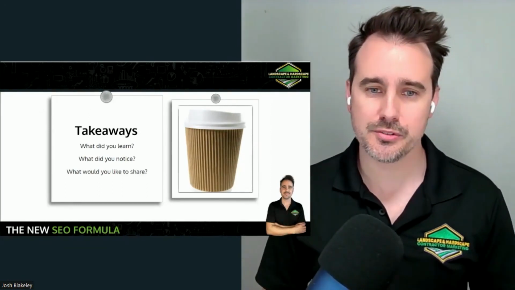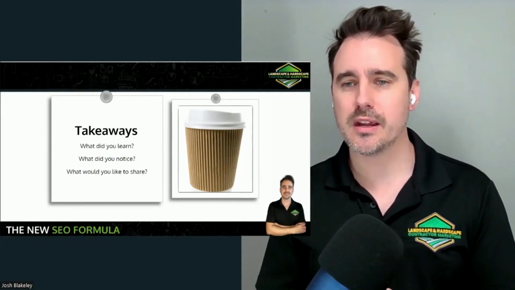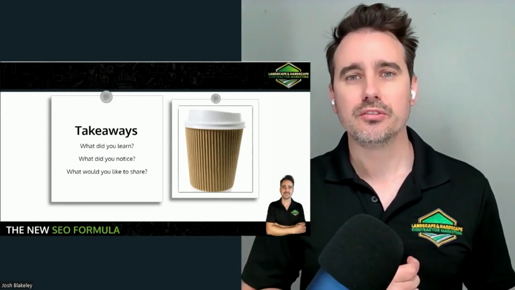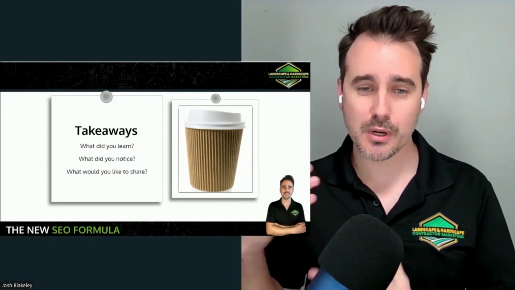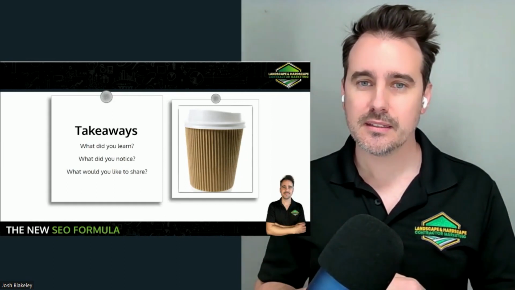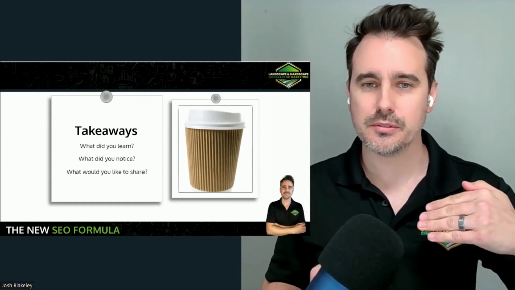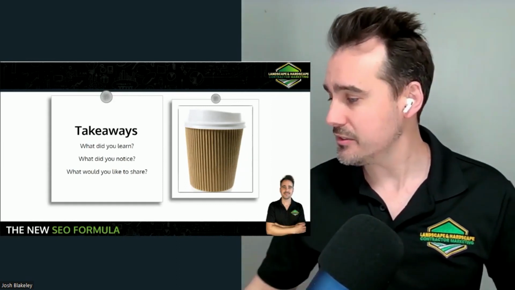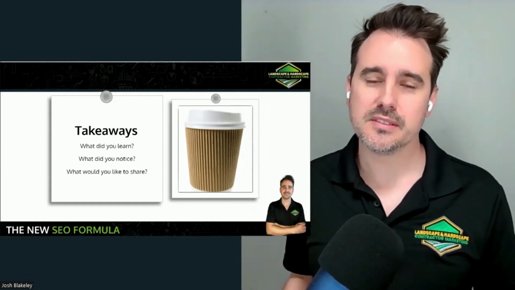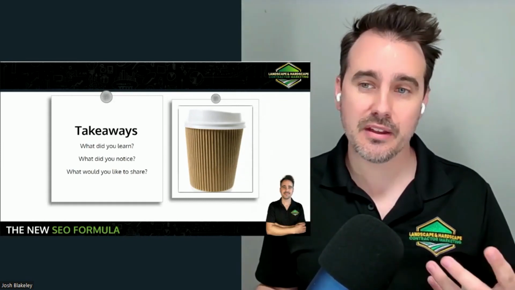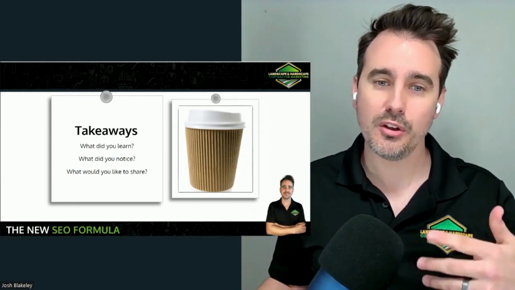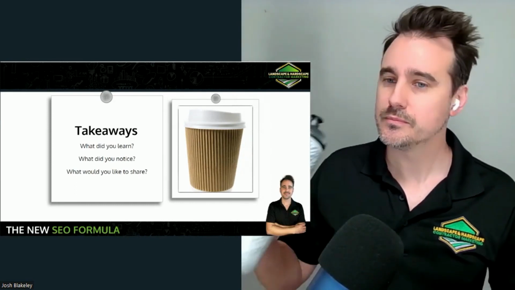Key takeaways here: take a moment. What did you learn? What did you notice? What would you like to share? Do a quick audit of those aspects of your business right now and see, are there some areas of SEO that you see that you've got in place? And I would say the big one for most people is look at those service pages. Do you have them set up for every service that you offer on your website right now?